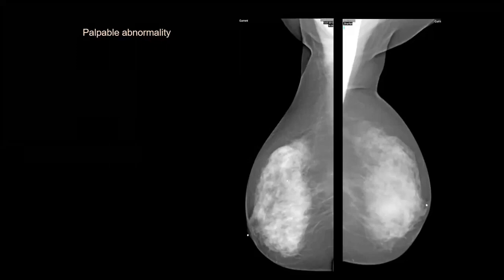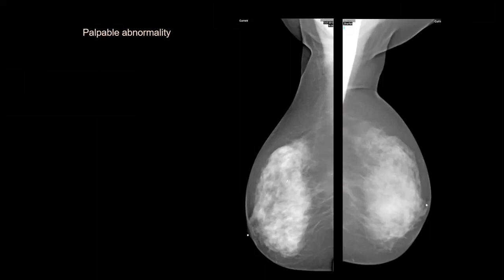Or a mass. You have to ensure the quality of the image. The image quality is inadequate, so we cannot comment on this. We will just report it as 0.